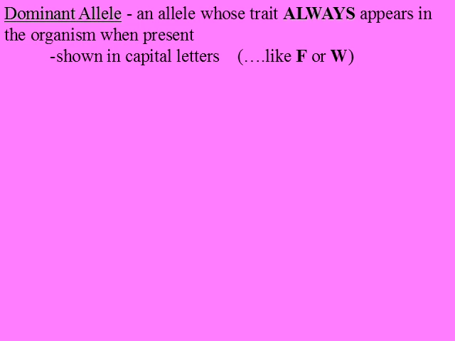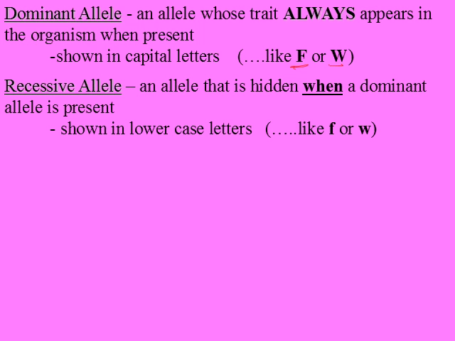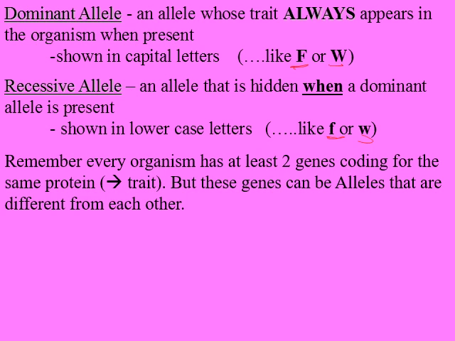So the dominant allele always appears in the organism when it's present. It's a trait that will always show up. All it needs is for one gene to have the dominant. Like if you have one gene for freckles, you're going to show freckles. If you have one gene for widow's peak, you're going to have a bit of a widow's peak. It's dominant, meaning it always takes over for the expression of that trait. The recessive allele, on the other hand, is usually hidden, and it's shown in lowercase letters, like I said. And so when the dominant is present, the recessive allele is always hidden. The only way a recessive allele appears in terms of traits is when it's by itself, when there is no dominant allele. So remember, every organism has at least two genes coding for the same basic proteins, but they can be different alleles from each other.